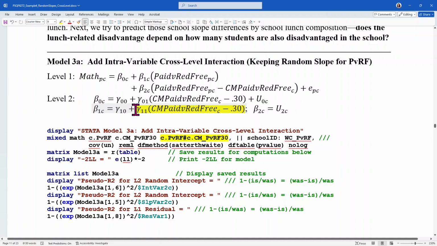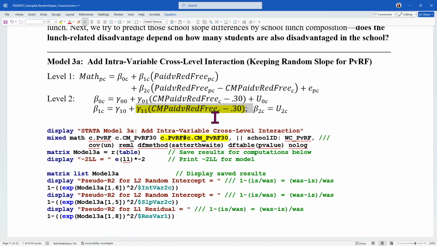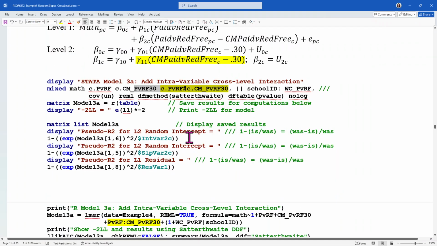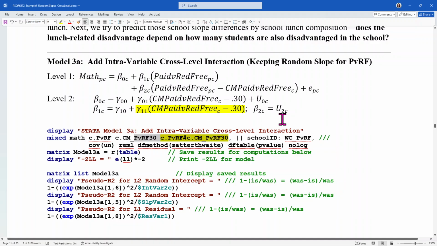So we are introducing a cross-level interaction with the original binary predictor. So then we can say, is that slope moderated by the school's proportion of kids who get discounted lunch? If so, then that random slope variance, it's not tied to the same predictor, but it's conceptually the same thing, should go down. So we add in this here with the interaction term. U2C should go down. It should.